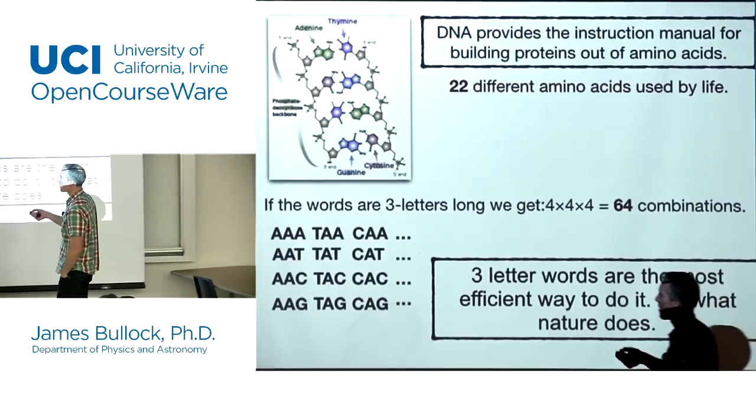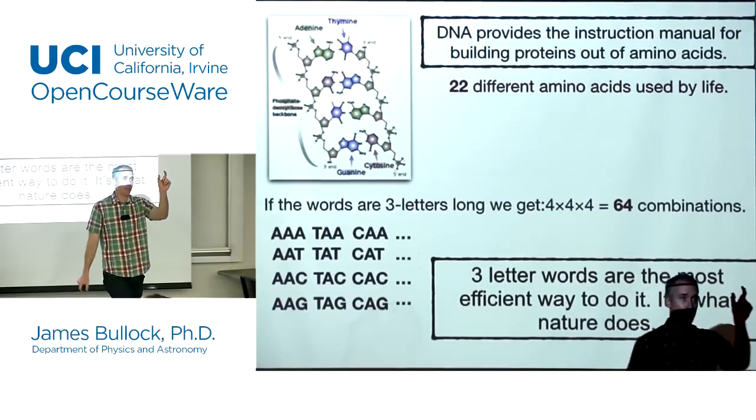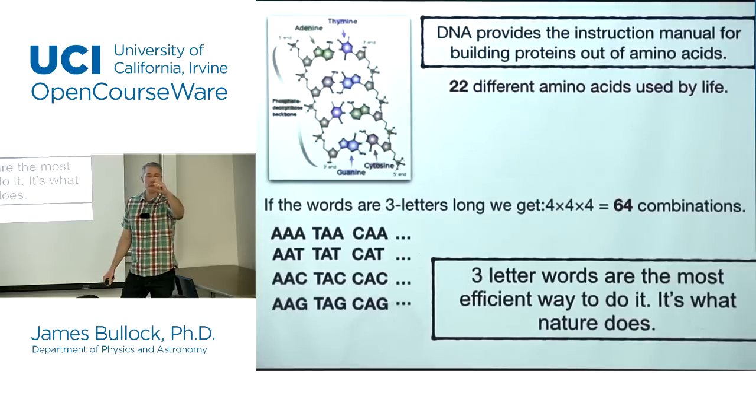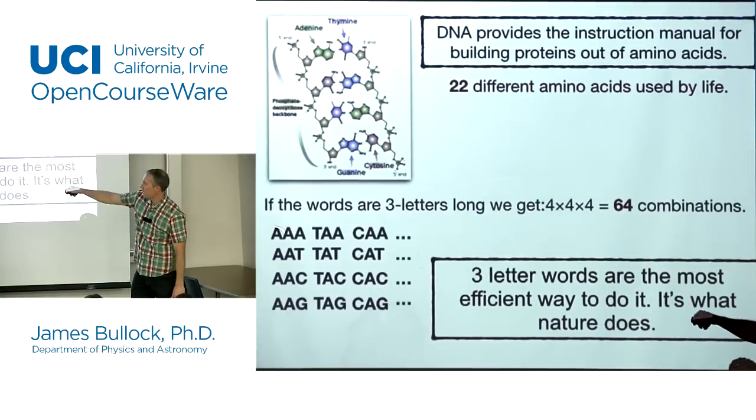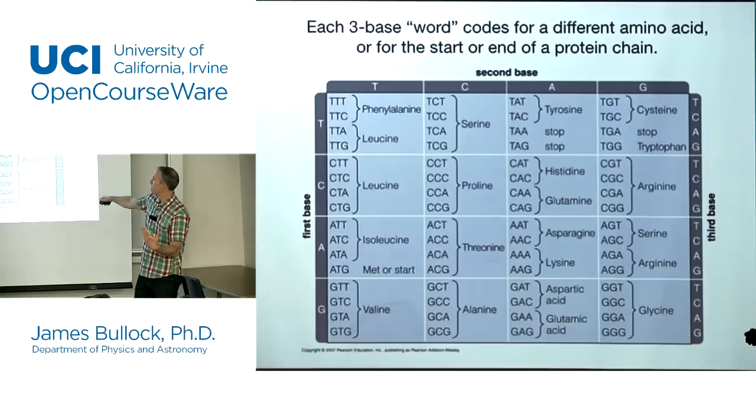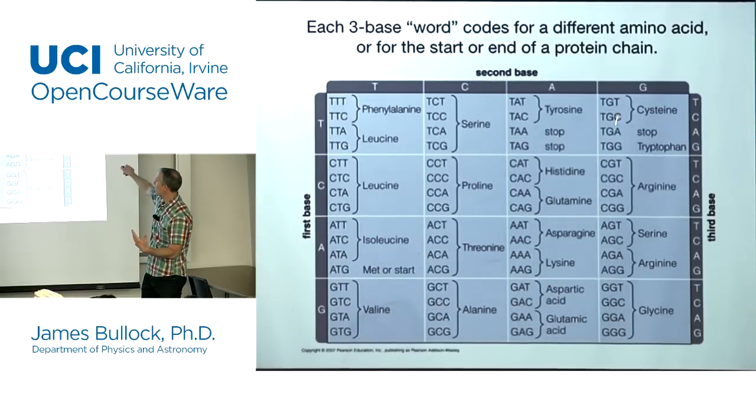So what DNA does is it says every time there's a 3-letter word, that's a piece of information that says, okay, make this amino acid. There's another 3-letter word, make that amino acid. And depending on what the 3 letters are, you code for different amino acids. Okay. And so these happen to be all of the possible codes.